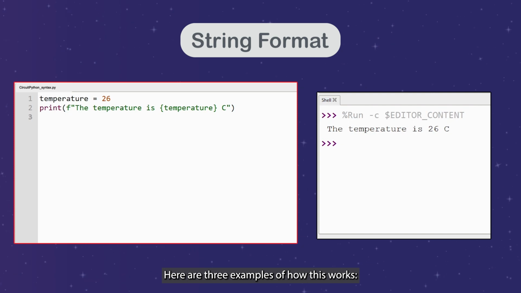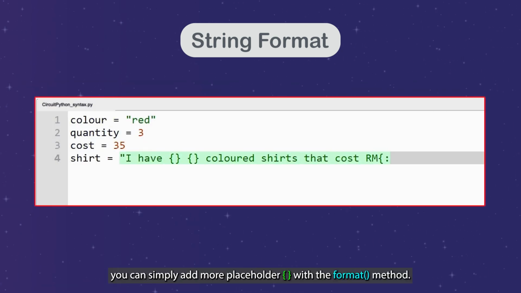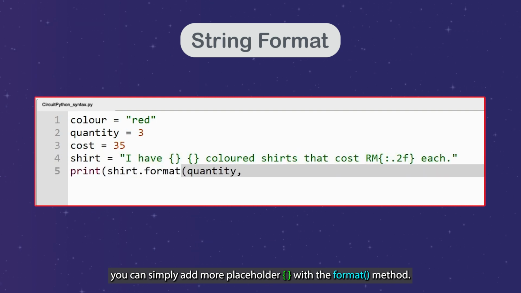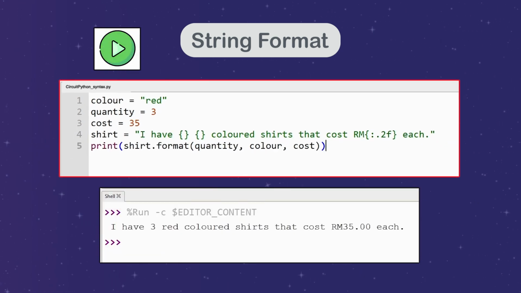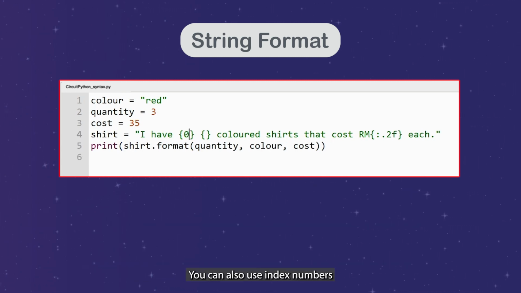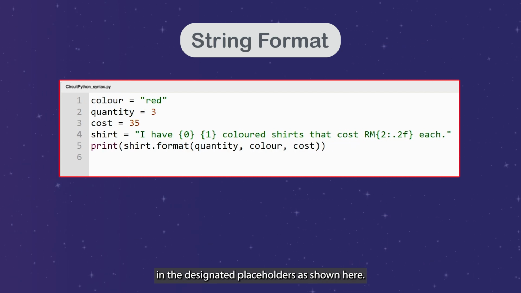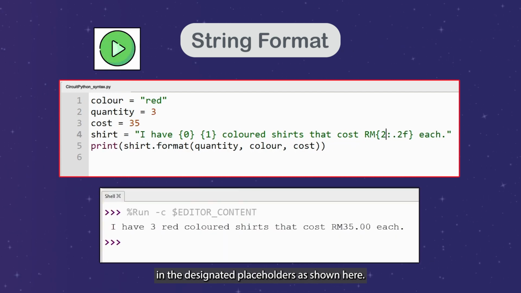Here are 3 examples of how this works. To print more values, you can simply add more placeholders with the format method. You can also use index numbers to guarantee that values are accurately placed in the designated placeholders as shown here.